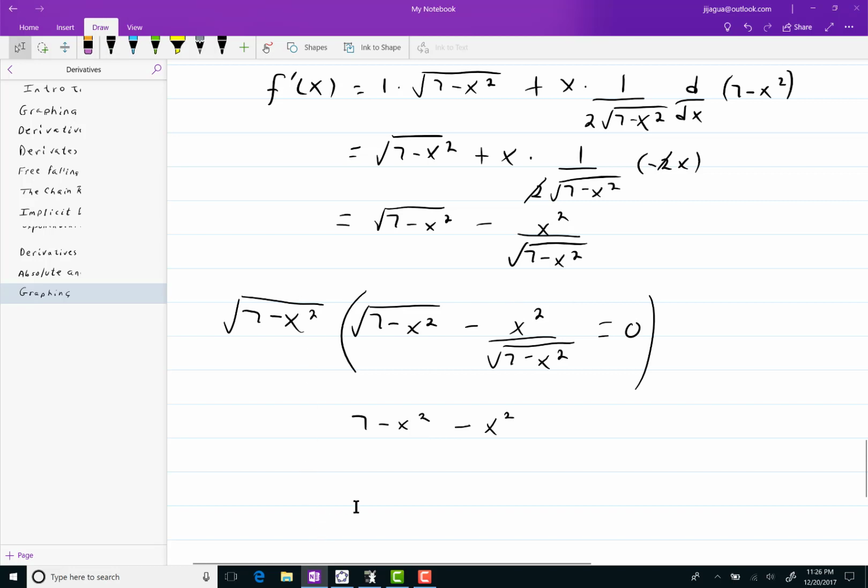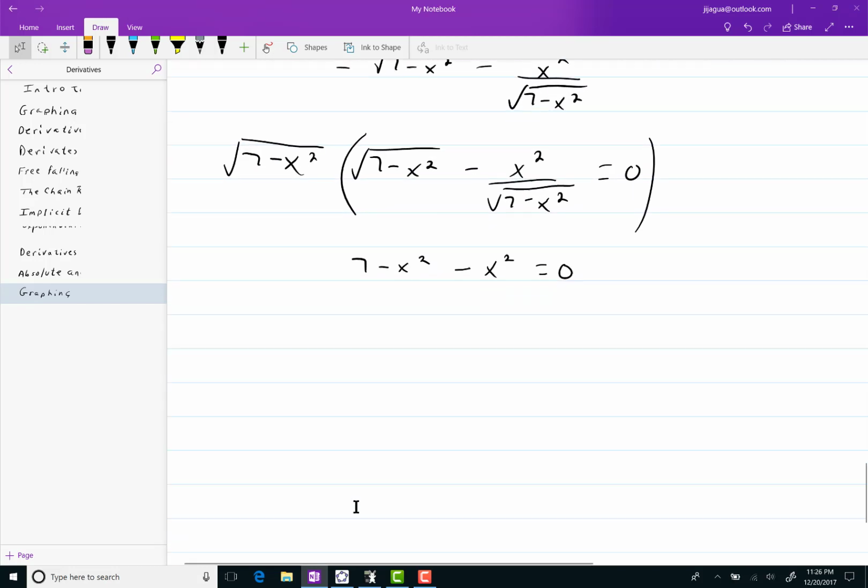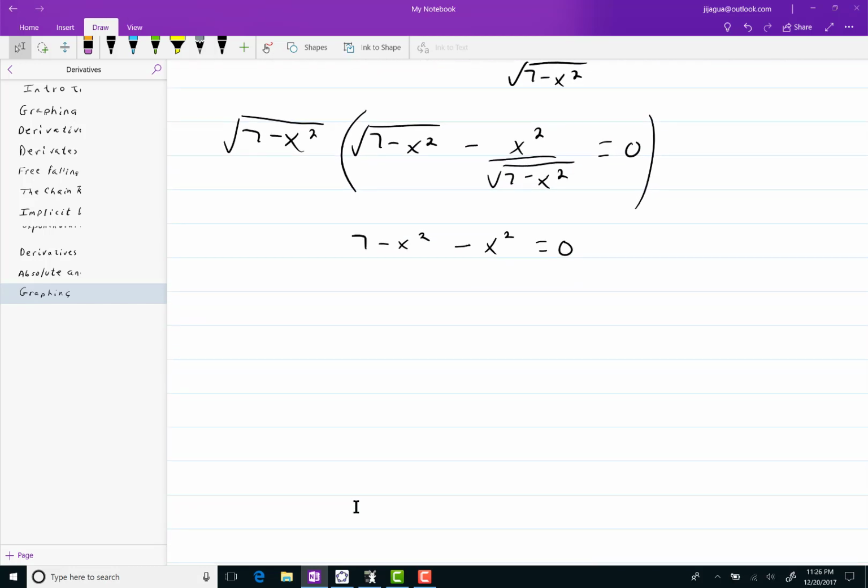Now this is very easy to solve. You have 7 is going to equal 2x squared. Divide by 2 and take your square root. Don't forget plus or minus. So x equals plus or minus the square root of 7 halves.